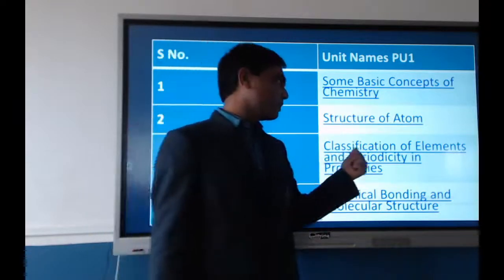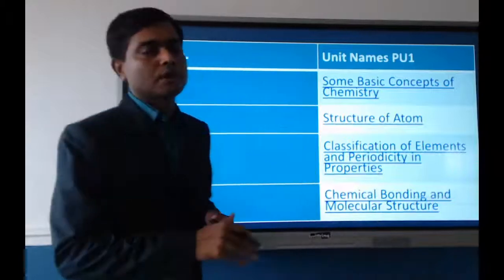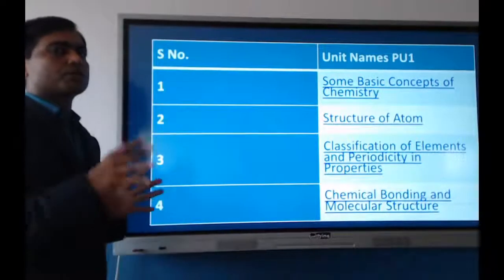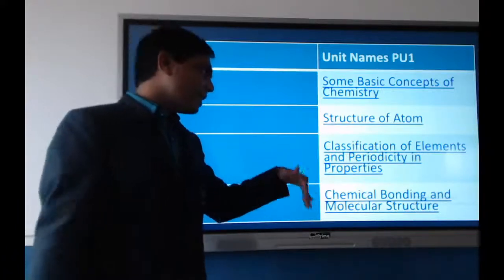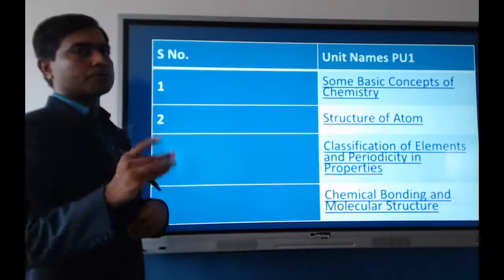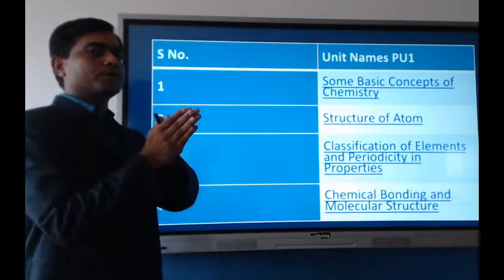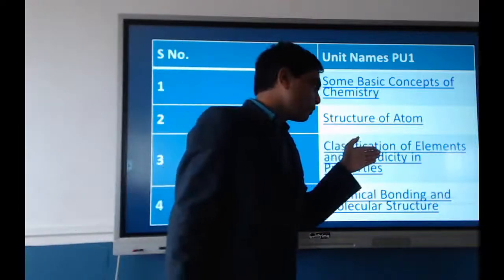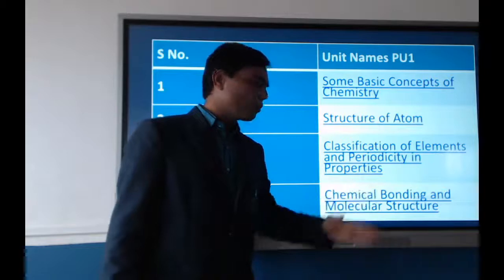Next, come to this one, classification of elements and periodicity in properties. In 9th standard state syllabus or CBSE syllabus, there you learn the chapter called the periodic table. That continued part will be here. Already you know there are 4 blocks, S, P, D and F. The further reading and whatever properties of the elements, that you are going to deal with in this chapter. And the next chapter is chemical bonding and molecular structure.